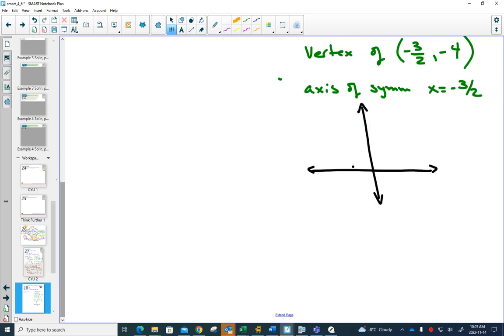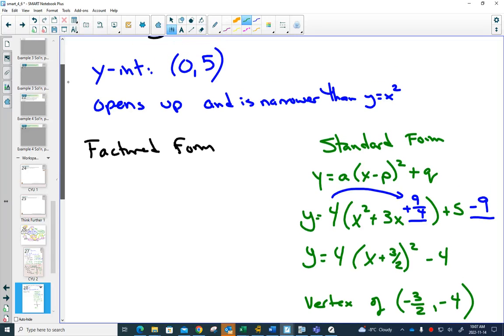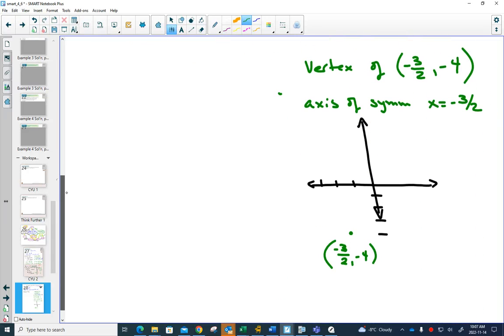So if I actually label this, 1, 2, 3, what do I know so far? I know that my vertex is at negative 3 over 2, which is negative 1.5. I know that point already. I know that my y-intercept is at 0, 5. And technically, this is enough information to do the graph perfectly.